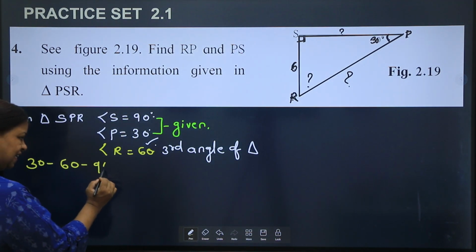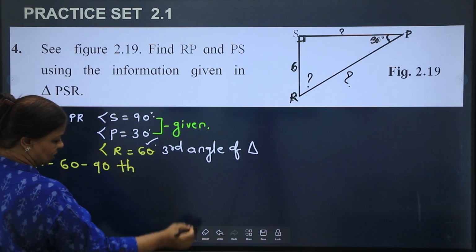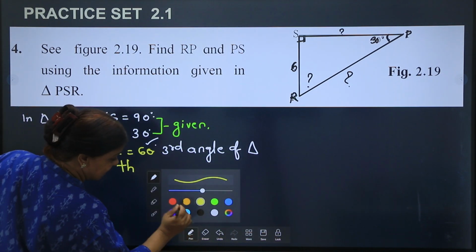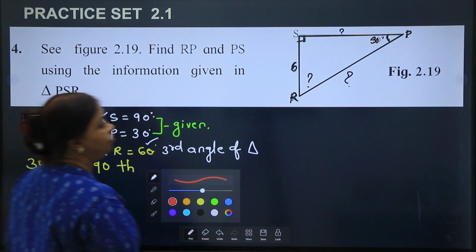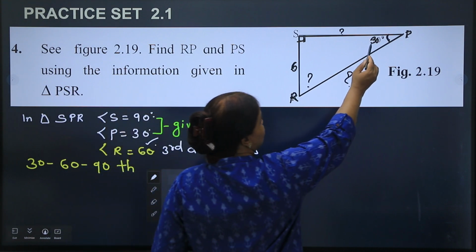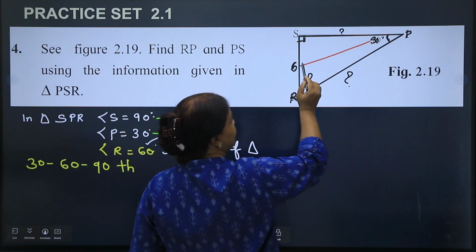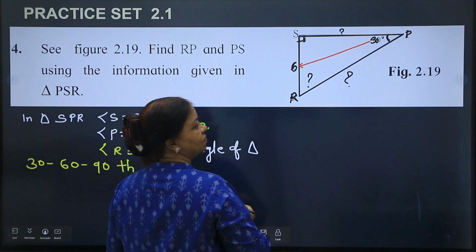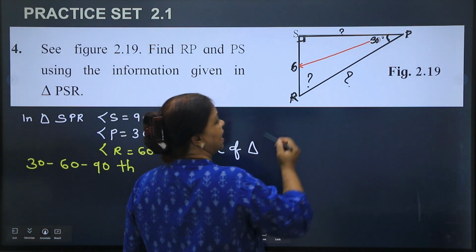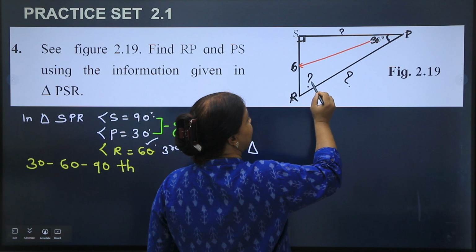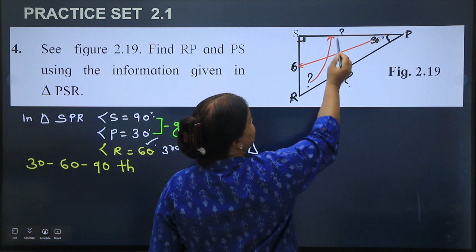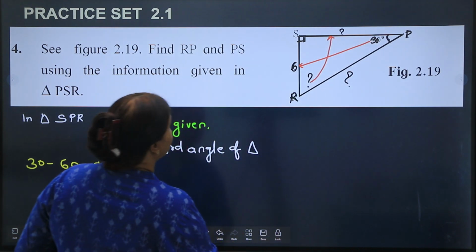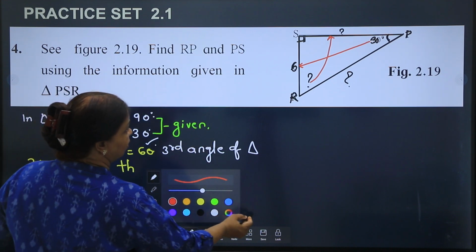According to the 30, 60, 90 theorem, the side opposite to angle P is SR, and the side opposite to angle R is SP. So we need to find out SP. We can do it.